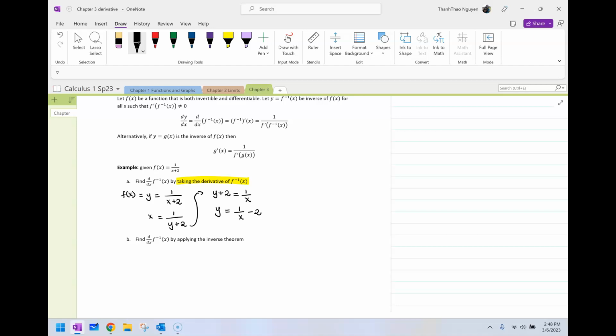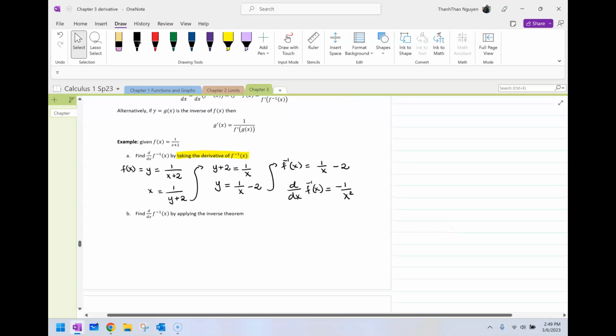So this is telling us that f inverse of x is equal to 1 over x minus 2. So then d dx, the derivative of f inverse of x, is the derivative of 1 over x minus 2, which is negative 1 over x squared.